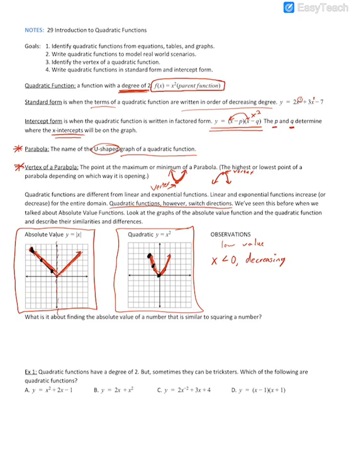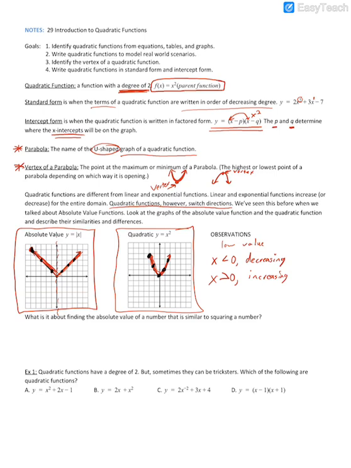But as I go to the right, when x is greater than 0, it's increasing, right? So that's what I mean by it switches direction. When it changes it, right, it's going up. Both of these do, right? They're going up as I move to the right past 0, okay?